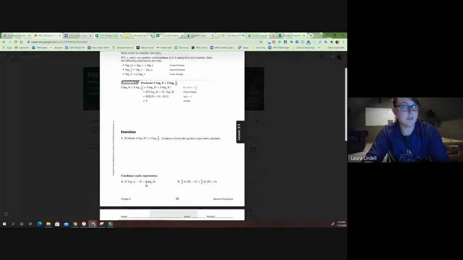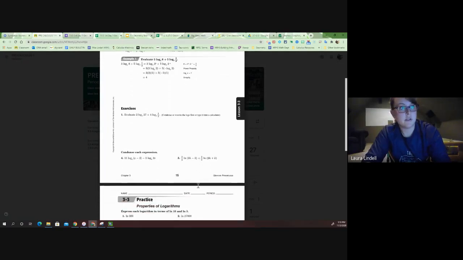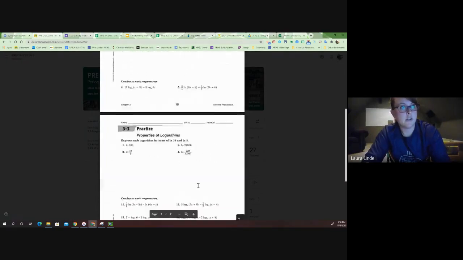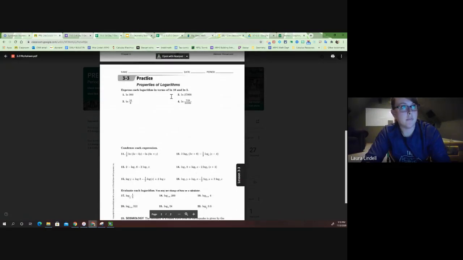These ones, we want to condense the expressions. So bringing the exponent or the number out in front up into the exponent on both of these, and then either multiplying or dividing depending on what's called for here based on addition or subtraction. These ones express each logarithm in terms of natural log of 10 and natural log of 3.